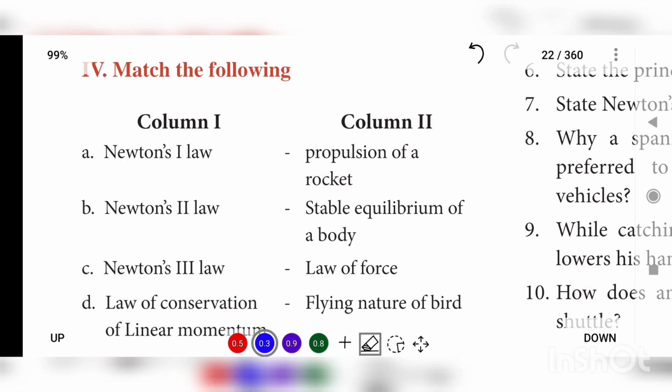Match the following. A, Newton's first law, stable equilibrium of a body. B, Newton's second law is law of force. C, Newton's third law is flying nature of a bird. D, law of conservation of linear momentum is propulsion of a rocket. So the order is D, A, B and C.